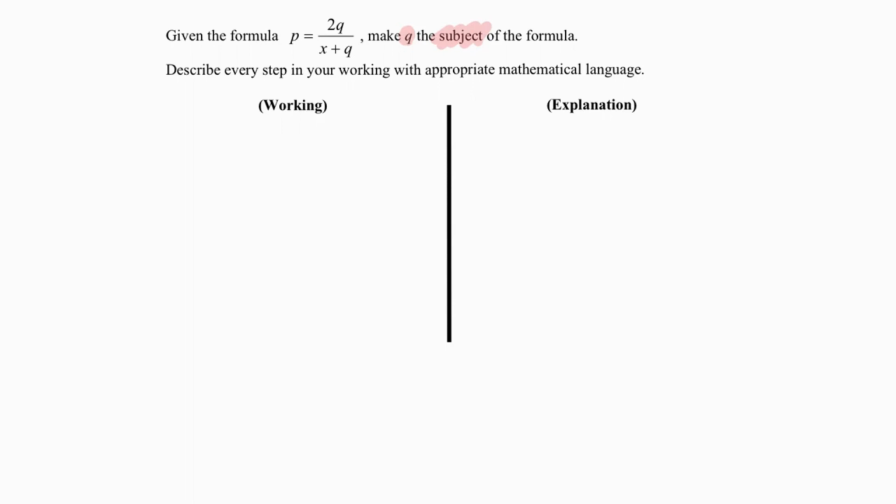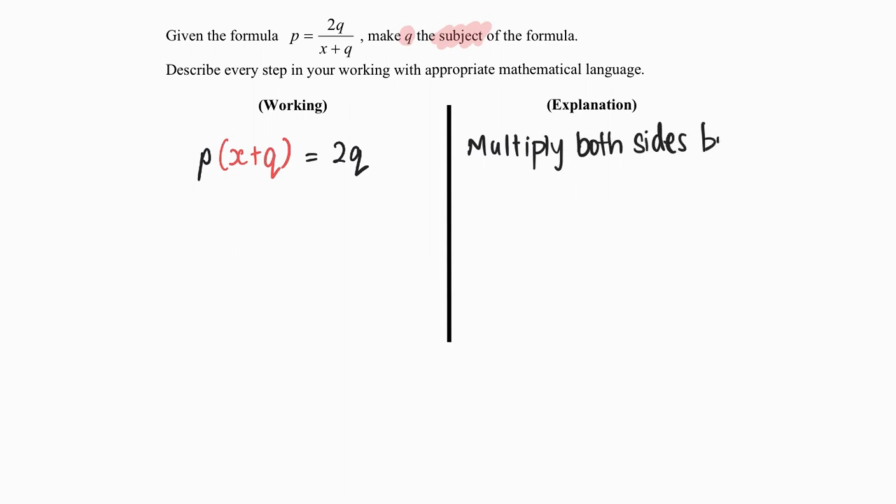So the very first step that you see me doing is that I'm going to multiply both sides by x plus q. Therefore, you would see the next step will be P times x plus q. I multiply both sides by x plus q, so that on my right side of the formula we no longer see the x plus q.